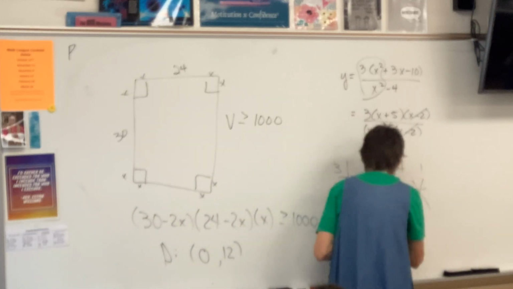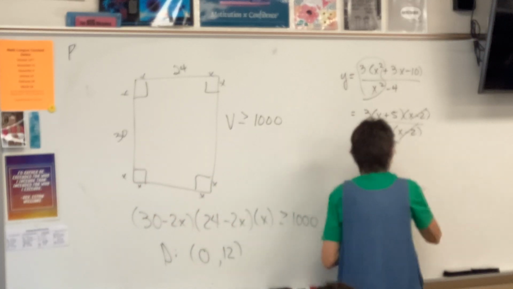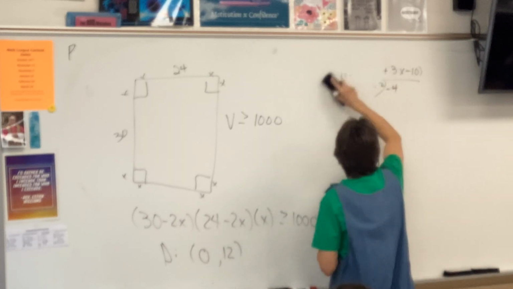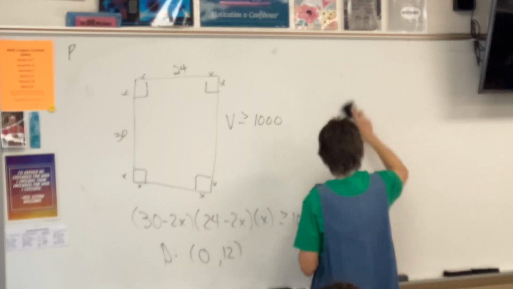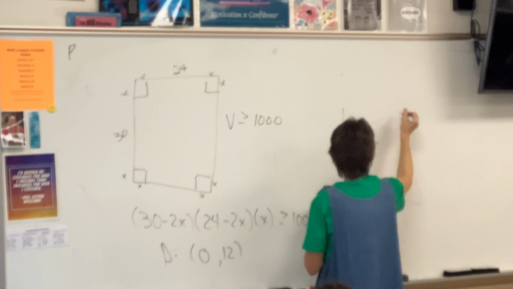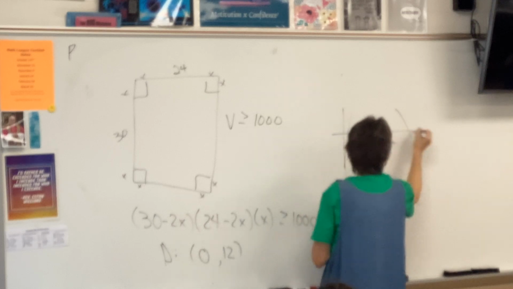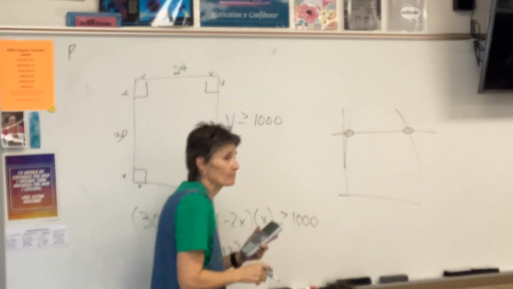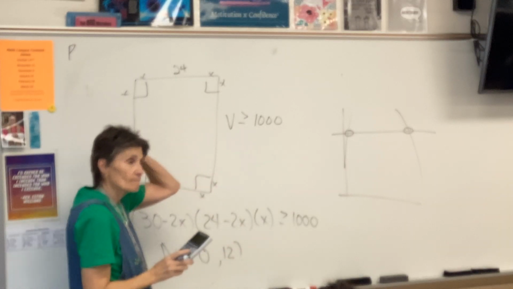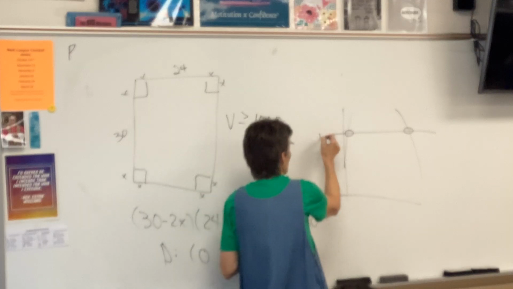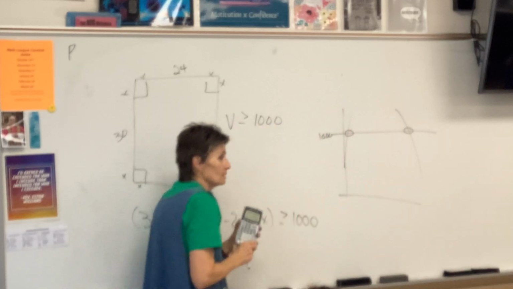And remember, what you are looking for in this problem is not the top of the mountain. What you are looking for in this problem is where they cross. Where does the volume equal 1,000? Oh, I just deleted it.